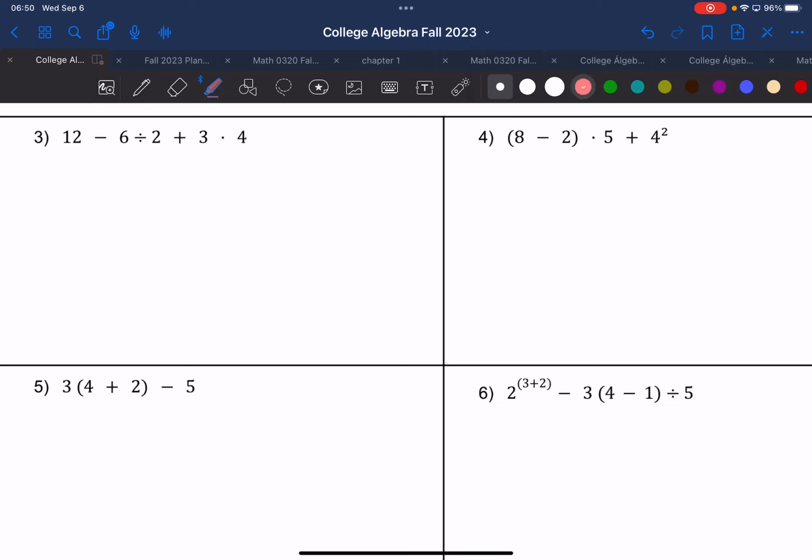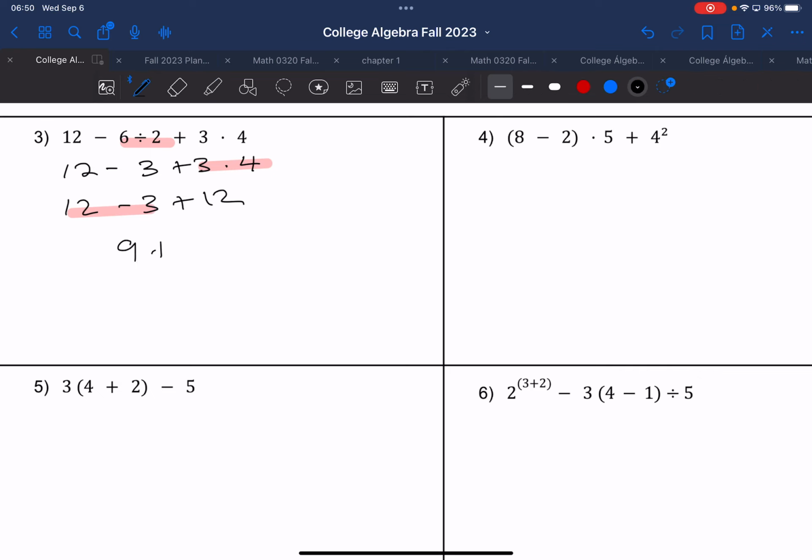So what you should have done first is the division. So your first line is 12 minus 3 plus 3 times 4. Then the multiplication. So your next line would be 12 minus 3 plus 12. Then subtraction. 9 plus 12. And you should have got 21.